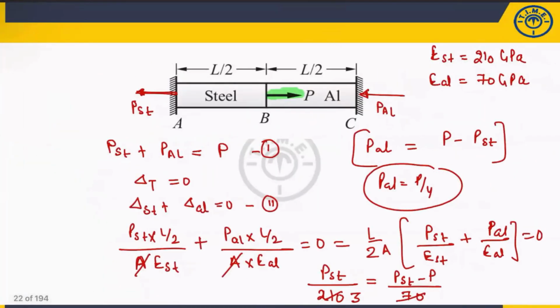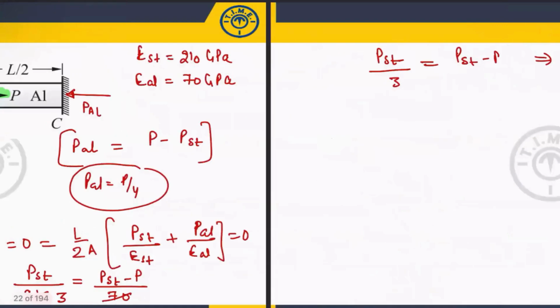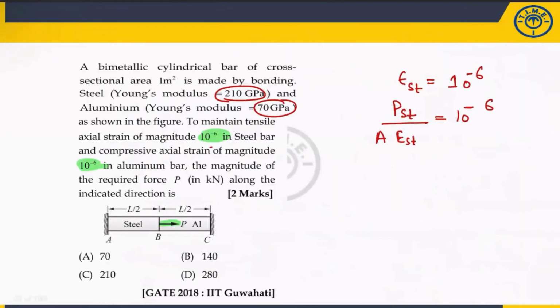What is the P steel value? Sorry, P steel value is 3P by 4. So this value will be 3P by 4. What is the E steel value?